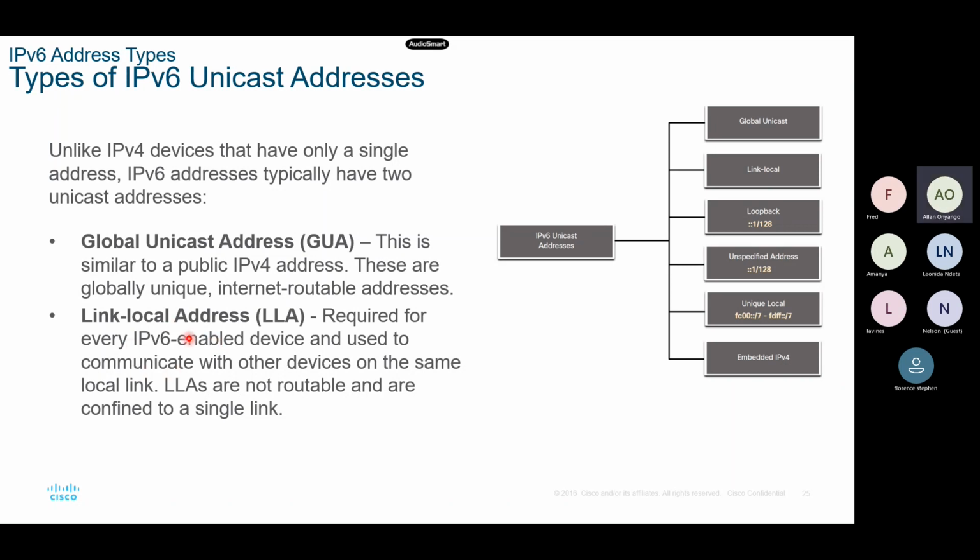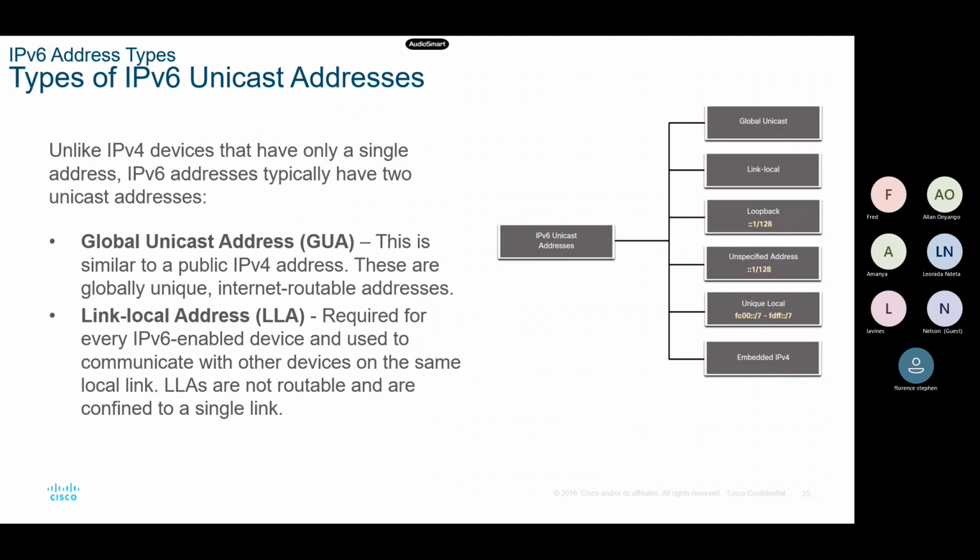Then we have the LLA, link local address. This is a type of address that is required for every IPv6 enabled device, and it is only used to communicate within the same link or network. But the only thing is that link local addresses are not routable to the internet, and they are normally just used within the link, within a network.